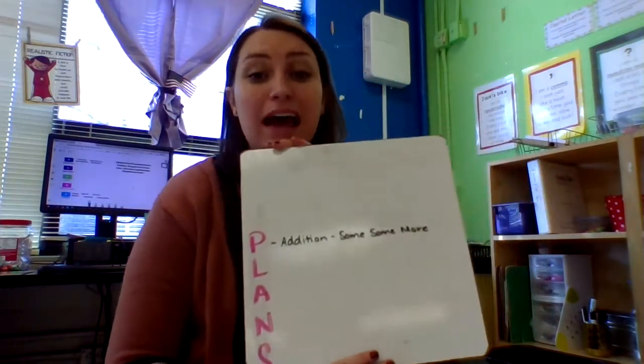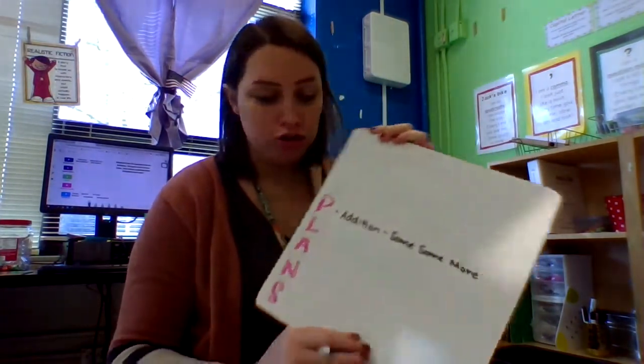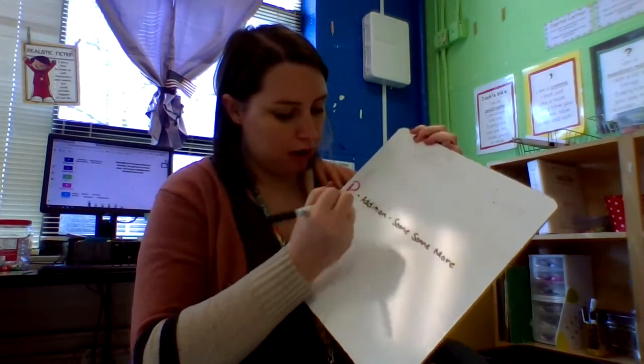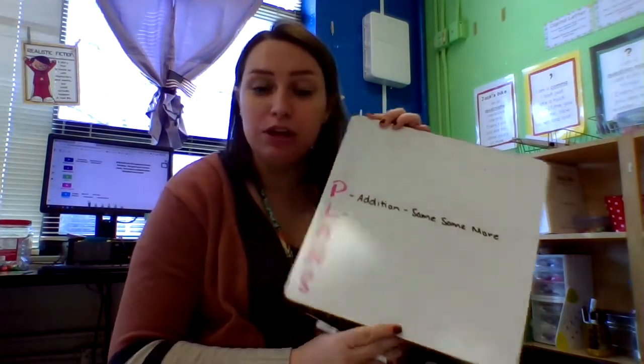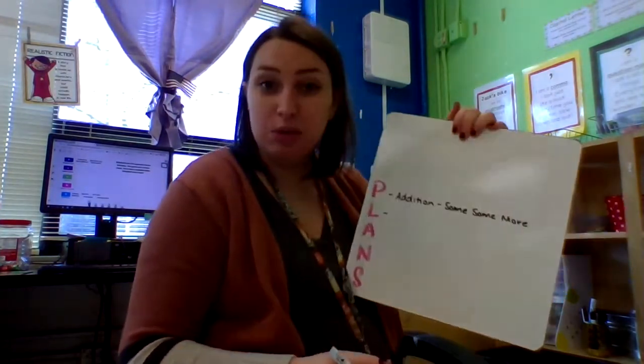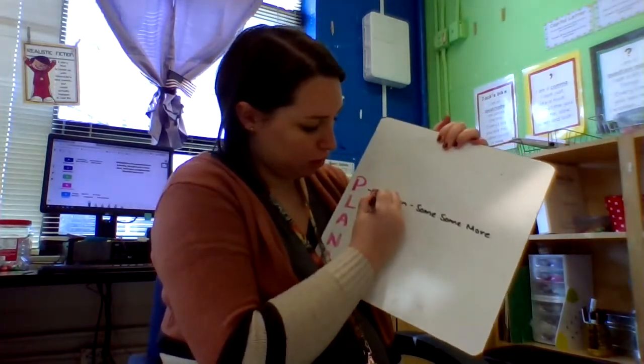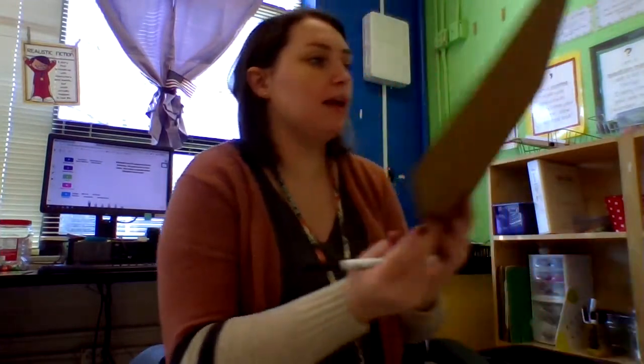The next one is L for label. So what I need to do is go back into my problem and label the important numbers and the important words too. So I'm going to put a little check mark here so that I know that I can go back and label. So I'm going to go back and label.